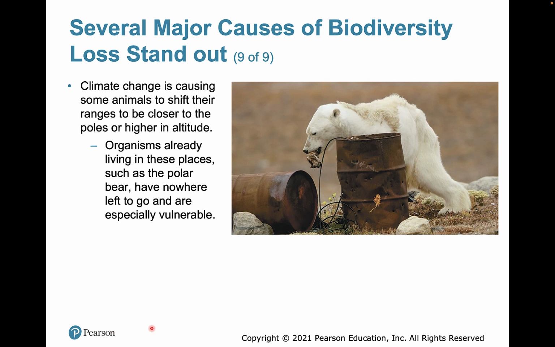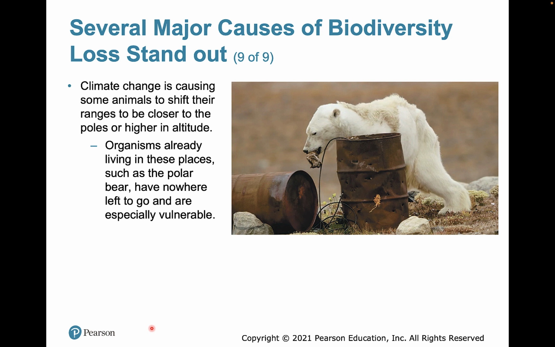Another thing that's causing an issue is climate change. Animals are shifting their ranges, right? So as the temperatures warm, if you live at the equator, you're an organism that lives at the equator, you're going to migrate north or south of the equator to find the right temperature for you and the right conditions. Or you might change altitude. You might go up the side of the mountain in order to find the right conditions.